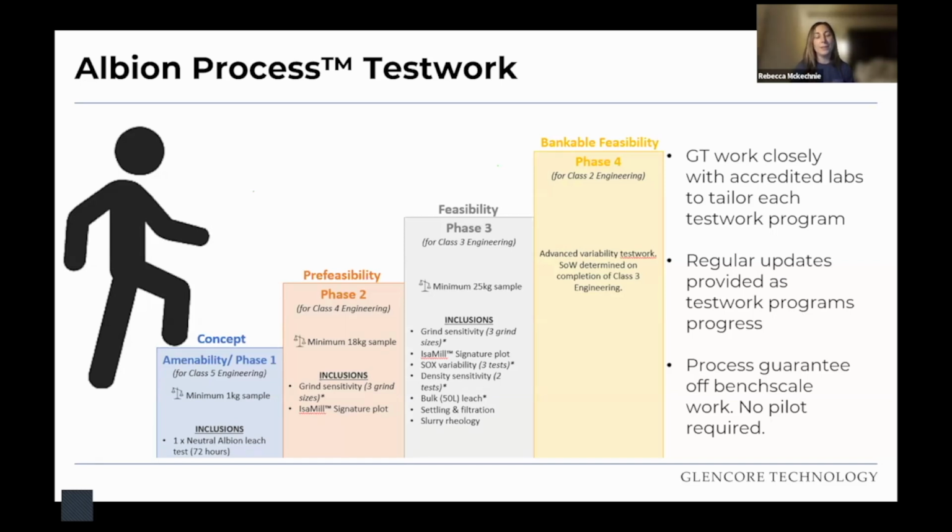From there, pre-feasibility and feasibility stages are based around optimization and involve a number of different tests, and these will be tailored and unique to each process or each operation. So we work very closely with accredited labs, and there are several around the world, and tailor each test work program accordingly. One important thing to note is that the Albion process can be designed and guaranteed off bench scale work only. Piloting isn't required. We can, of course, pilot if a client requires it, but it's not necessary on our end.